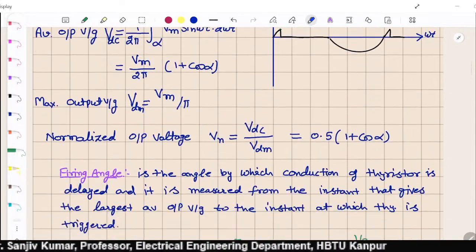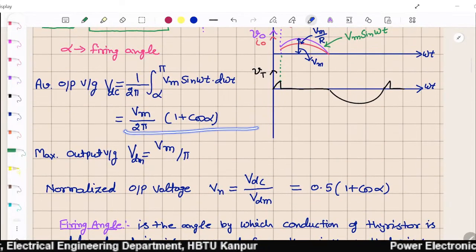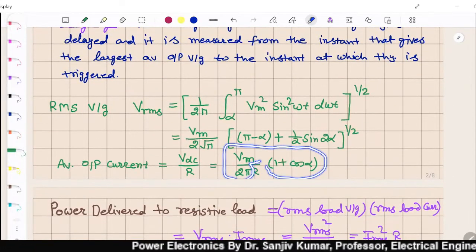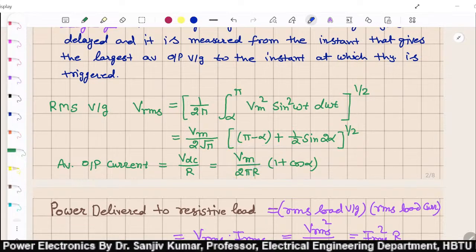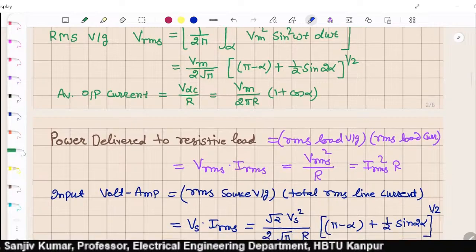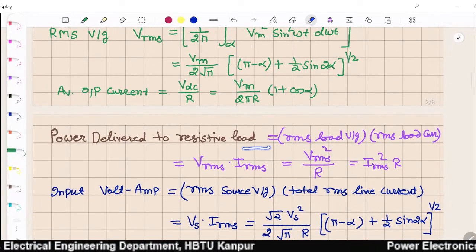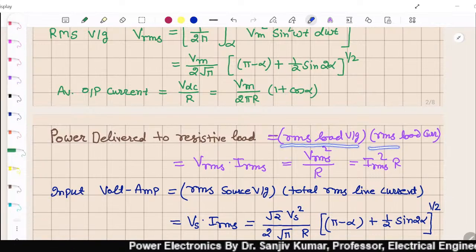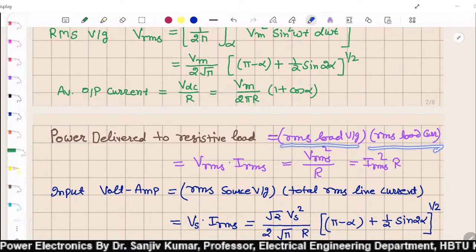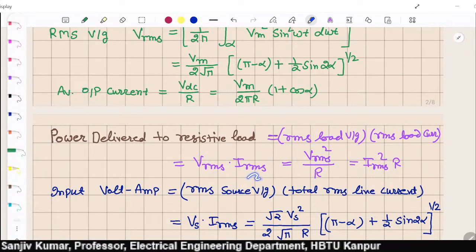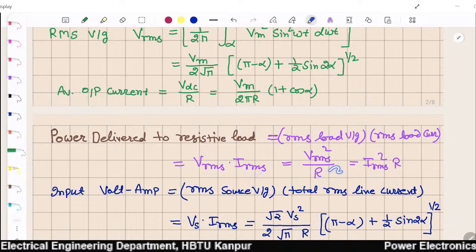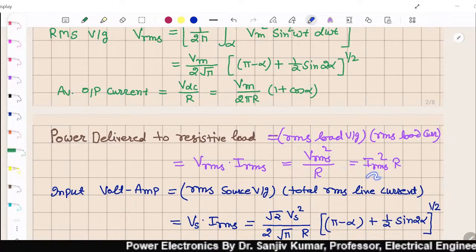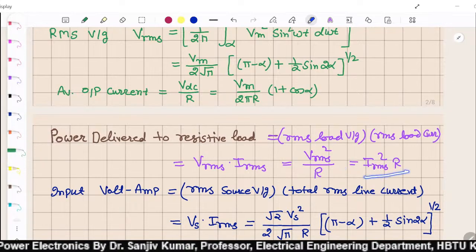Now power dissipated. See this was the Vm upon 2 pi (1 plus cos alpha). So it is Vm upon 2 pi (1 plus cos alpha) divided by this R. Right? So that is the output current. Now power delivered to the resistive load क्या हो जाएगी भाई? ये हो जाएगी RMS load voltage multiplied by RMS load current. So जो भी RMS load voltage है, that is VRMS, current is IRMS. So it will come out to be VRMS square by R, or we can write it IRMS square R.